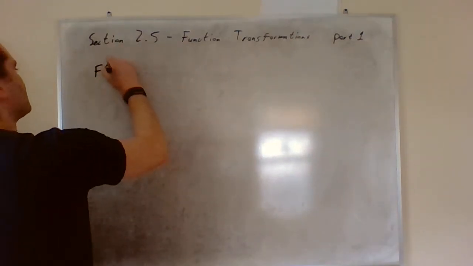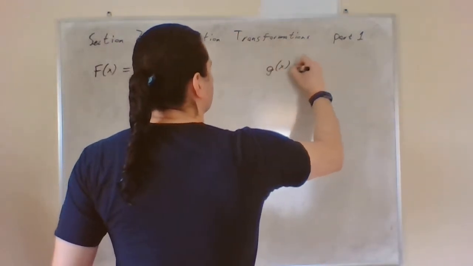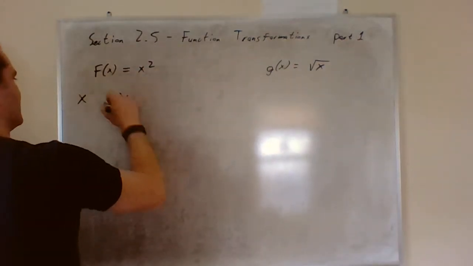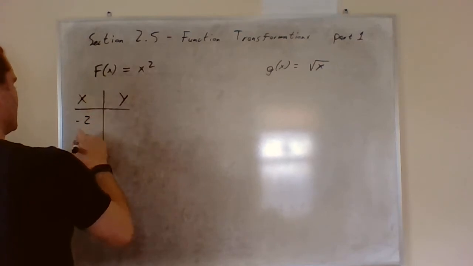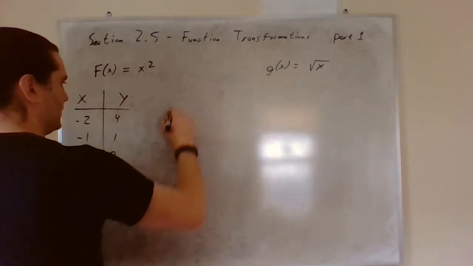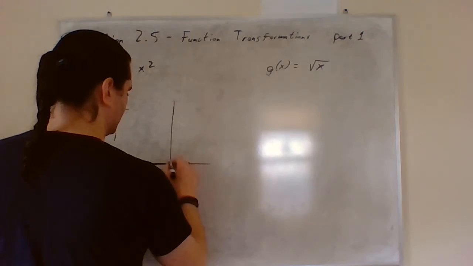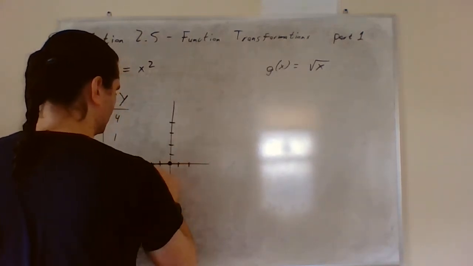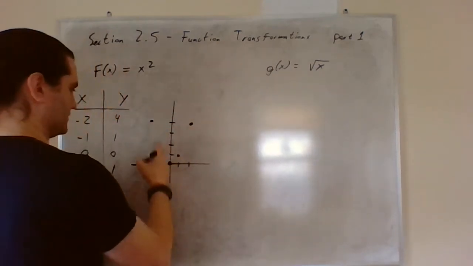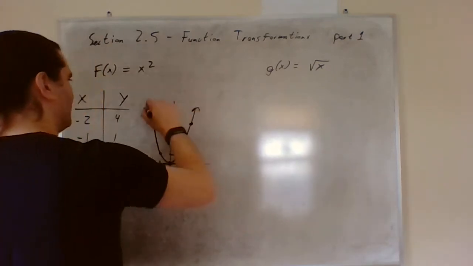The two functions I want to mess with today are f of x equals x squared and g of x equals the square root of x. For x squared, if I want to make a table of values, x goes -2, -1, 0, 1, and 2, which turns into 4, 1, 0, 1, 4. And the graph for that is a parabola. So here are the 5 points on my table.